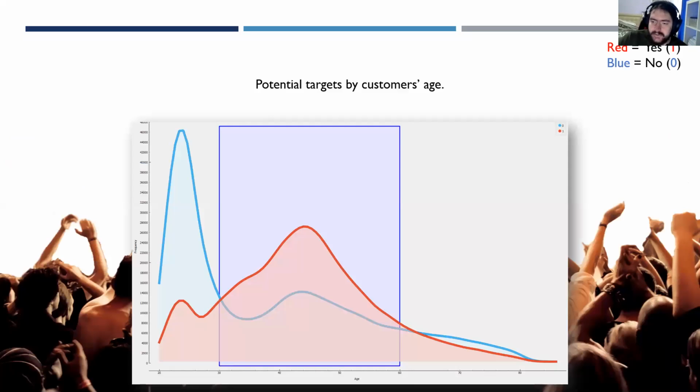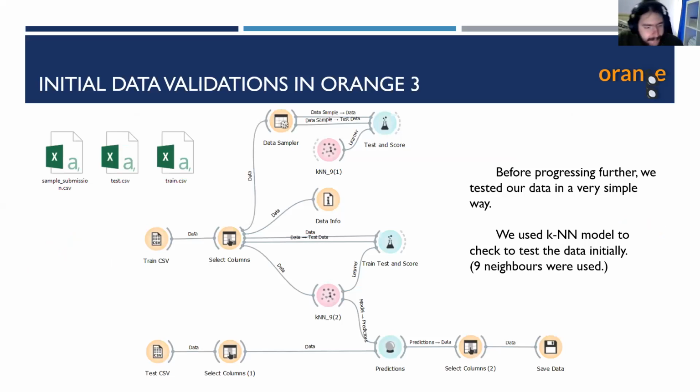In this final graph, we can see the age of the customers overlaid with their response rate. As you can see, the customers who are between 30 and 60 years old seem to be in the optimal acceptance group, being the only age group that seems more interested in having or renewing their insurance compared to other age groups. Now my friend can tell you more about the Orange data validations that we have done while working on this project.